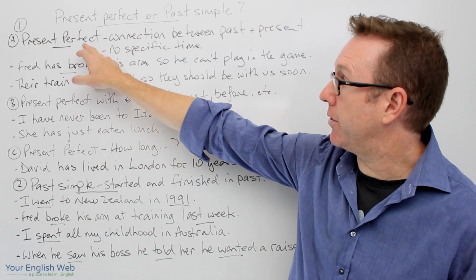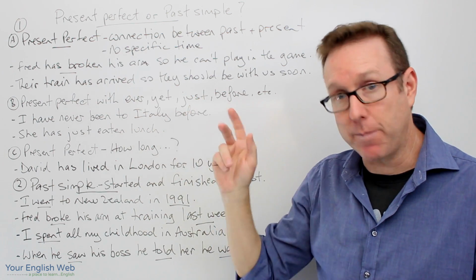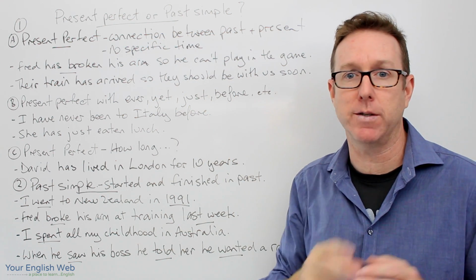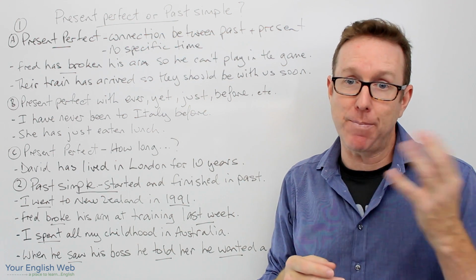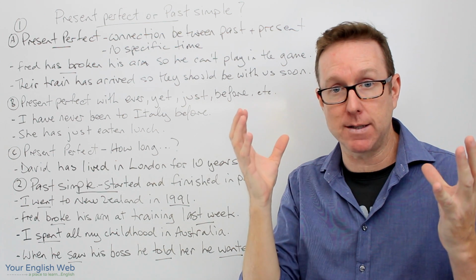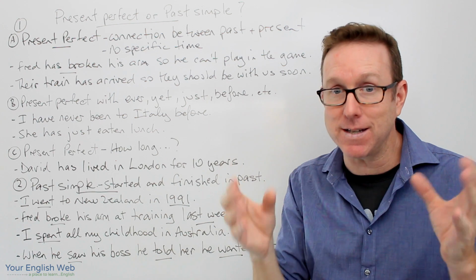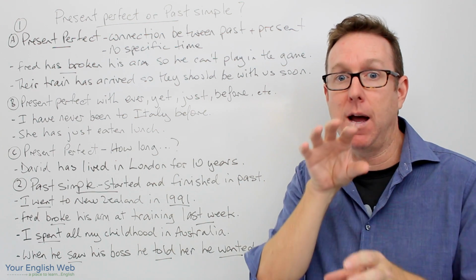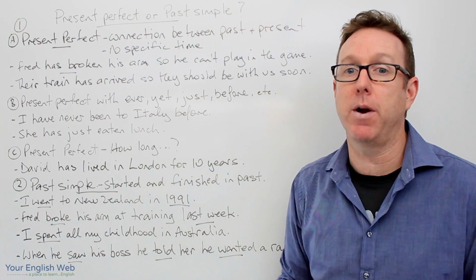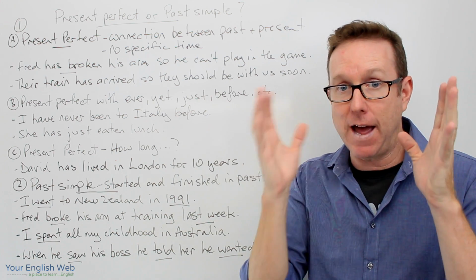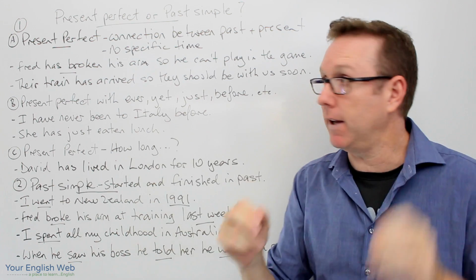So we'll look firstly at the present perfect. The present perfect is used to connect between the past and the present, okay? So something happened in the past, there's a relation with what's happening now in the present, and there's an overlapping time. That part in the middle is the present perfect. So it's the connection between the past and the present in the middle, okay?